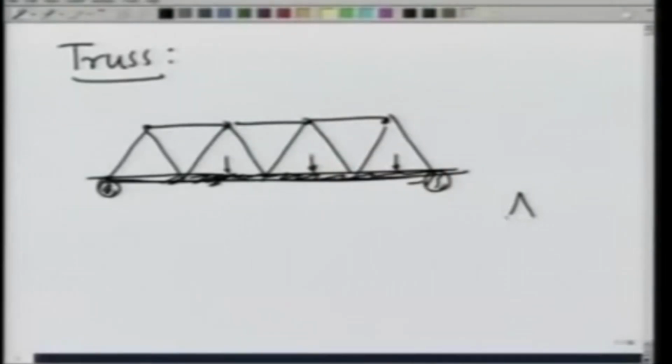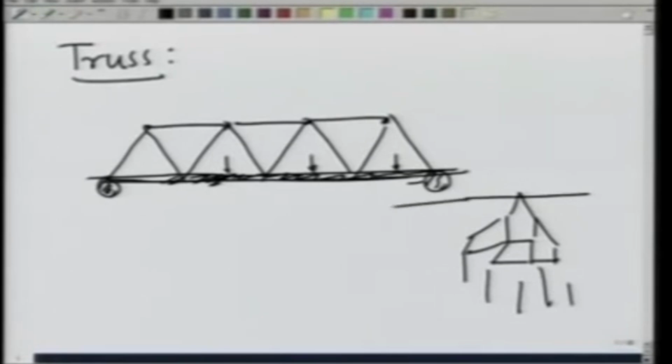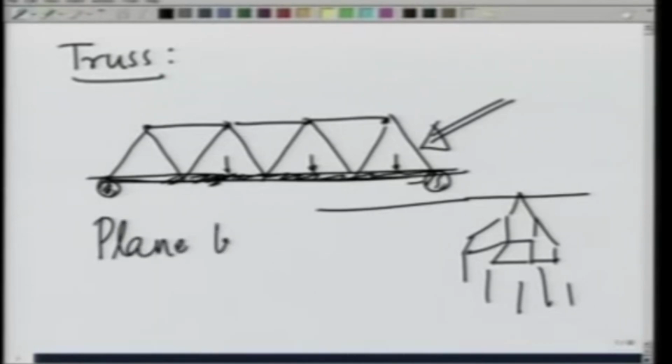Another example of a truss that you see around is the pillars that carry electric wires. They have this kind of structure, and the wires are going like this. These are also trusses. In this case, the structure is essentially a two-dimensional structure, so these are known as plane trusses, and these are three-dimensional trusses. In this lecture, we will be focusing on plane trusses.